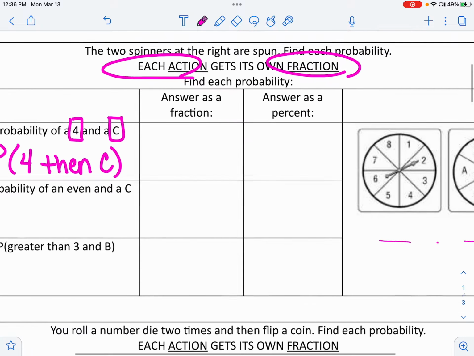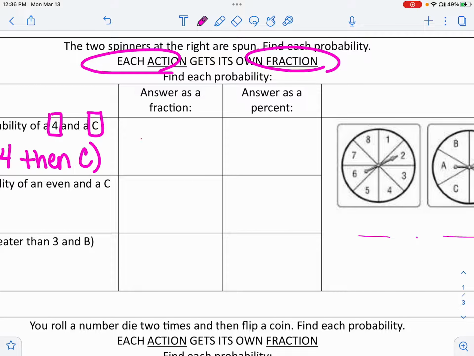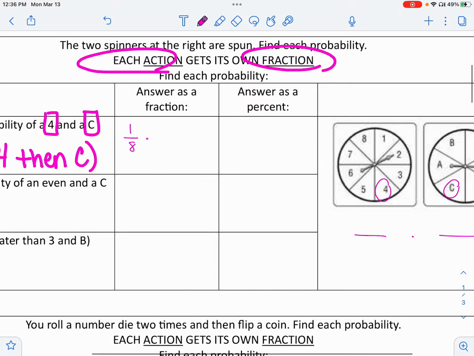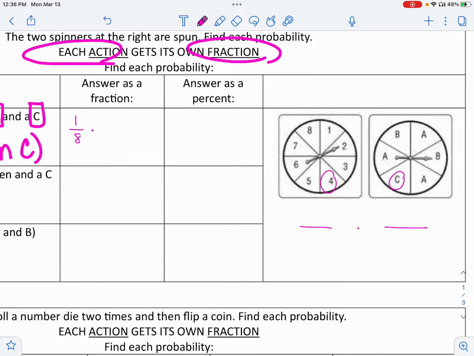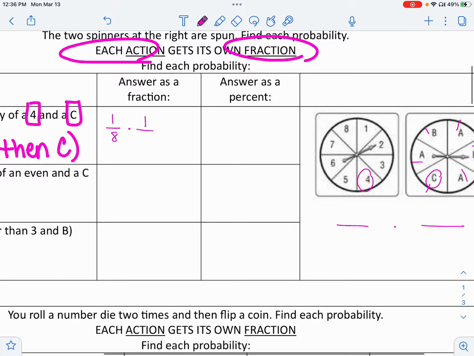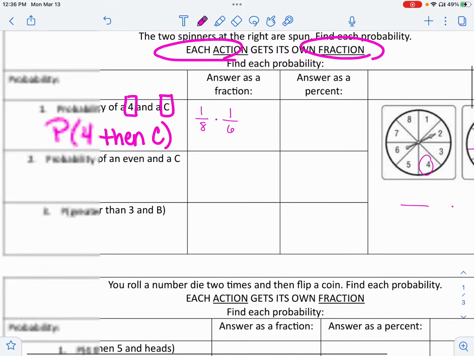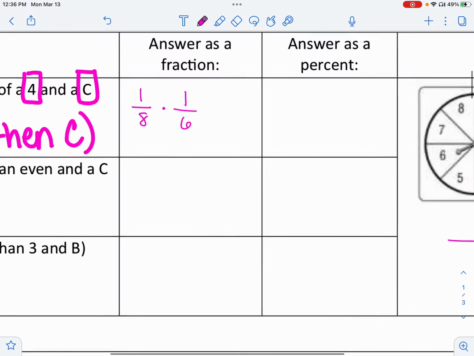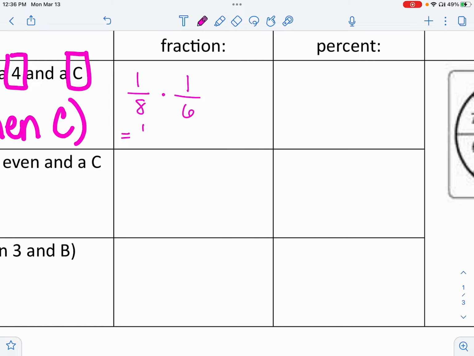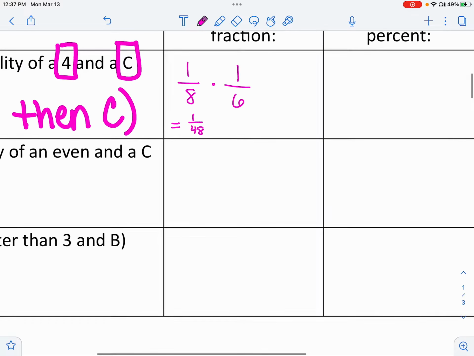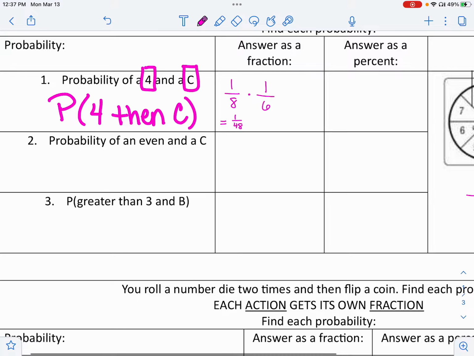So let's see here. Spinning a 4. Well, the first fraction is going to be a single 4 out of a total of 8 times a single C out of a total of 1, 2, 3, 4, 5, 6 equal pieces. So it's 1 C out of 6 equal pieces. So we are looking at the probability of a 4 and then a C is 1 over 8 times 1 over 6. In your calculator, you would end up with 1 out of 48 when you multiplied that straight across and did math, enter, enter. I'm going to change all of these to percentages after I do the fractions.